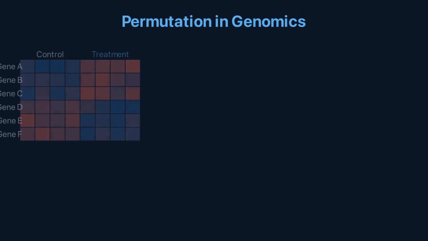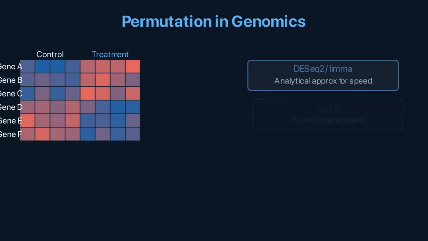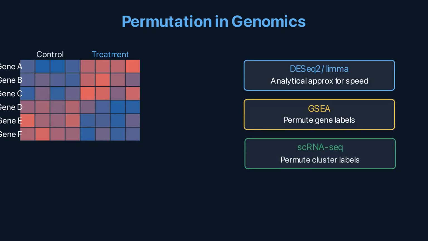In genomics, permutation tests are the gold standard. GSEA and Limma use analytical approximations for speed, but permutation-based methods validate them. Gene set enrichment analysis permutes gene labels to build the null distribution of enrichment scores.